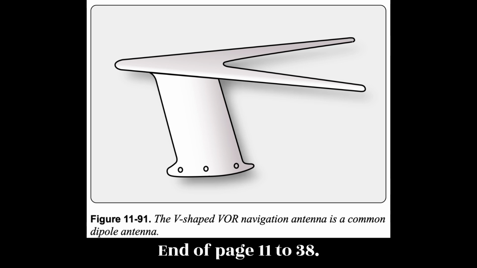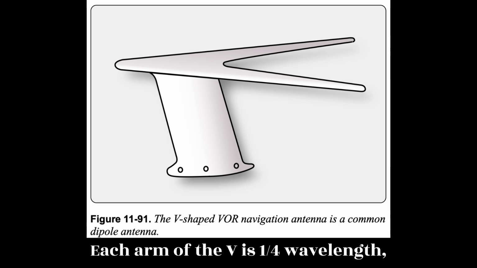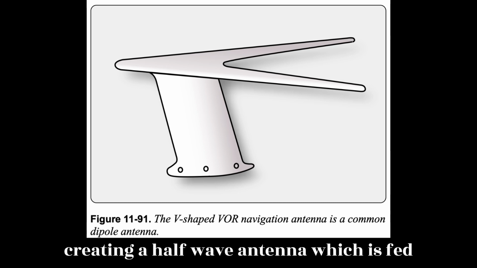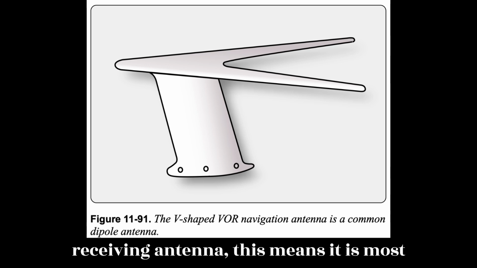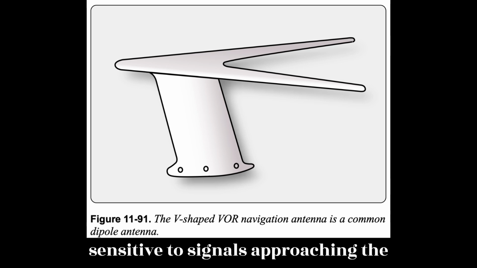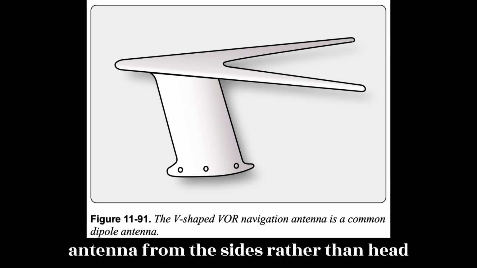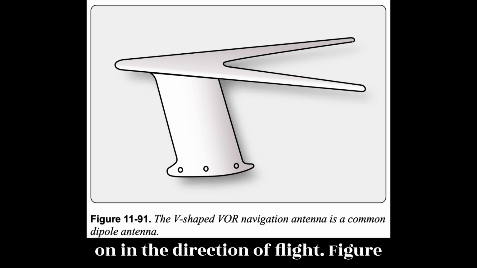End of page 11-38. Each arm of the V is 1/4 wavelength, creating a half-wave antenna which is fed in the center. This antenna is horizontally polarized. For a dipole receiving antenna, this means it is most sensitive to signals approaching the antenna from the sides rather than head-on in the direction of flight. Figure 11-91.